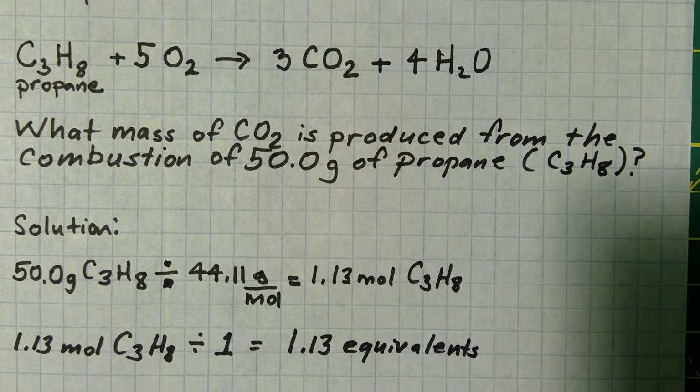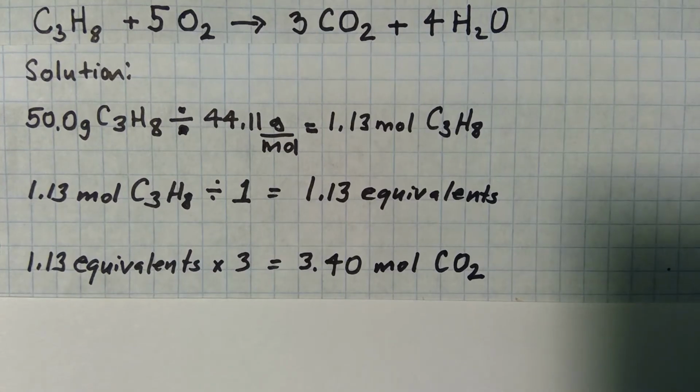Step 2. Take the 1.13 moles of propane and divide by its coefficient. If, like in this case, there's no coefficient in front of it, it has an invisible 1. So you divide the 1.13 moles of propane by 1, and you end up with 1.13 equivalents. Now, once you're at equivalence, you're as simple as can be. All the steps from here on are going to be multiplication. So from 1.13 equivalents, multiply by 3, and it'll tell you how many moles of carbon dioxide. It's times 3 because there's a big coefficient of 3 right in front of CO2.